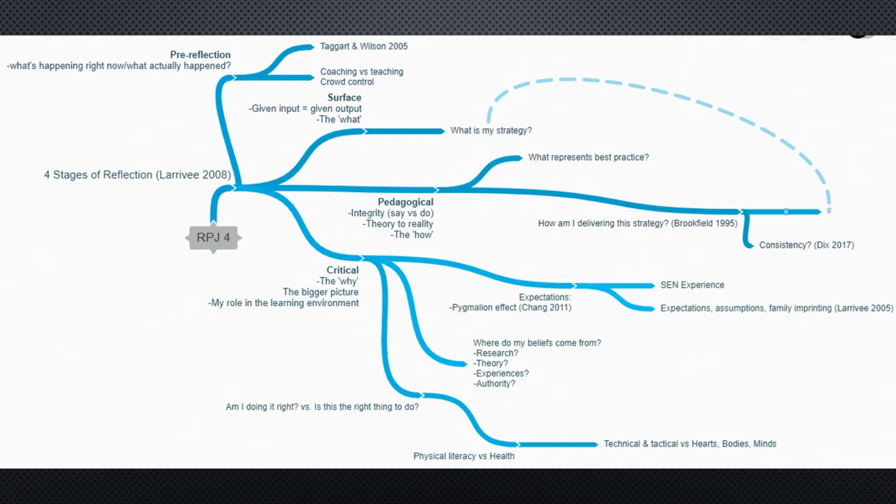So Larrivee 2008 came up with a tool to assess reflective practice within teachers and broke this down within 4 stages. This is necessary because there is no current agreement on what constitutes reflection, but several authors have proposed their own models. Interestingly, the pre-reflective stage of Larrivee's 2008 model is very similar to Taggart and Wilson's technical stage, which they proposed in their 2005 paper.